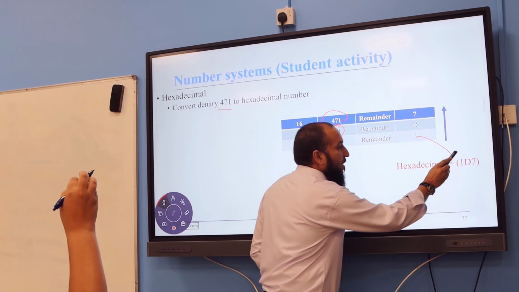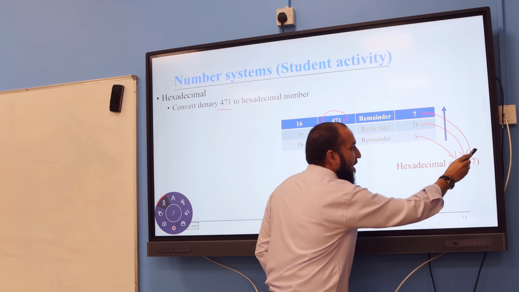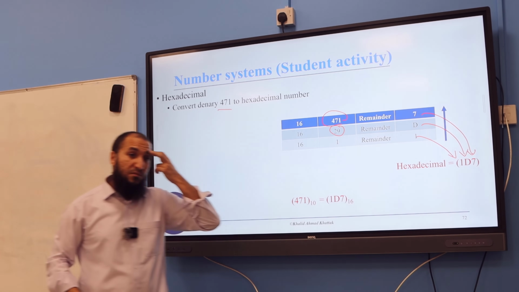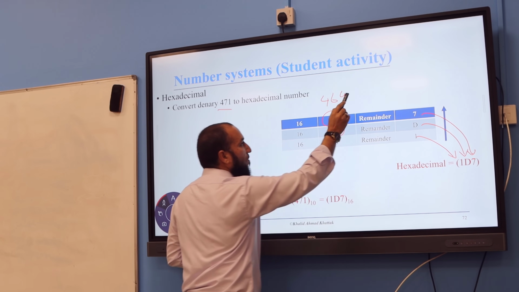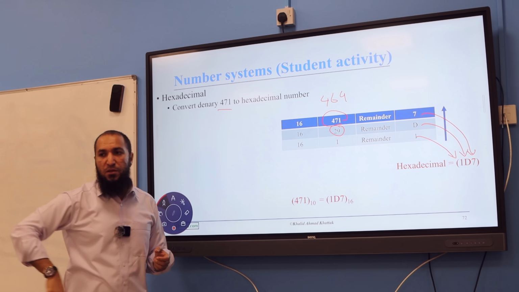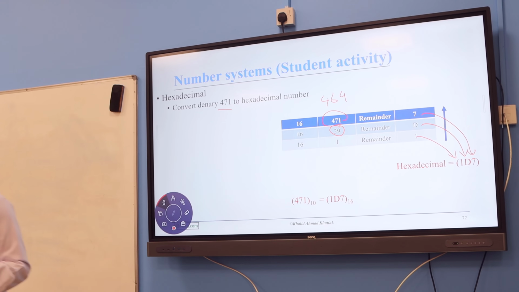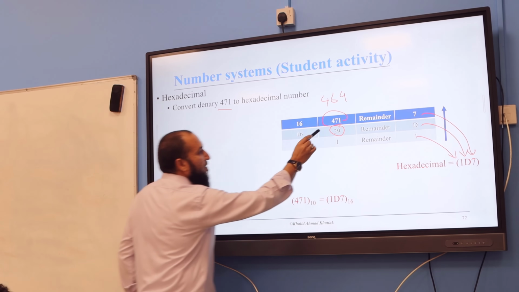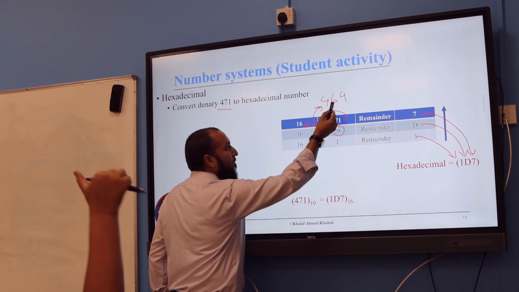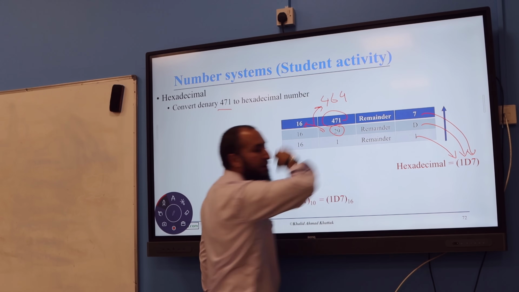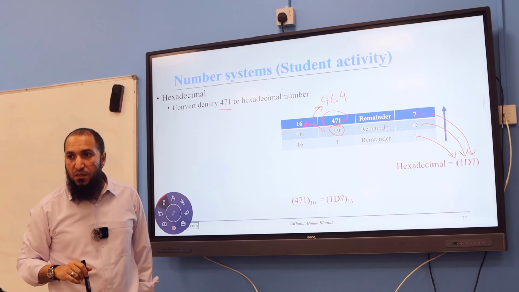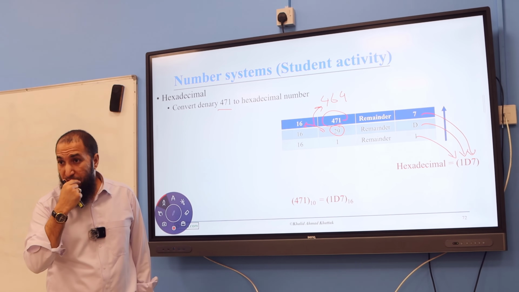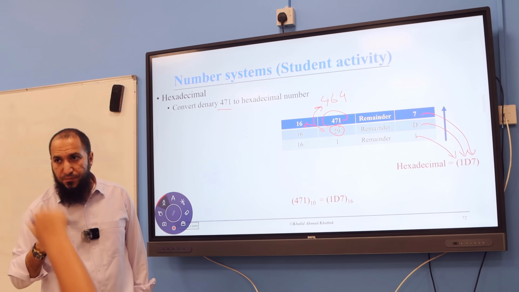And again, lastly, we make sure we copy the number like this. So 1D7. 16 times 29 is 464. So if you multiply this number 29 with this one, we're going to get 464. 471 take away 464, we're going to get 7 remainder. For the D, you multiply 1 with 16, then you subtract that from 29.